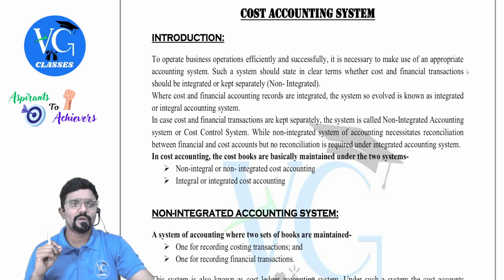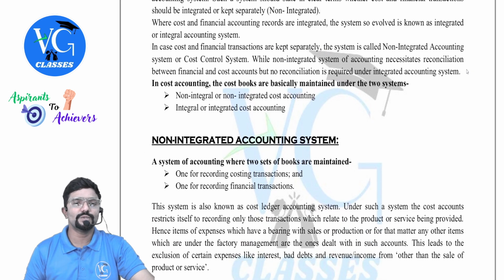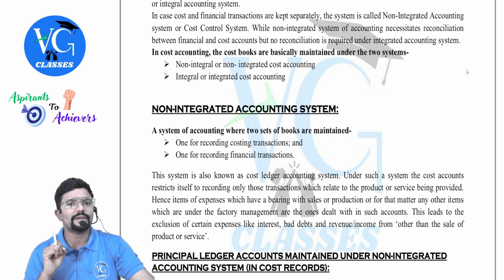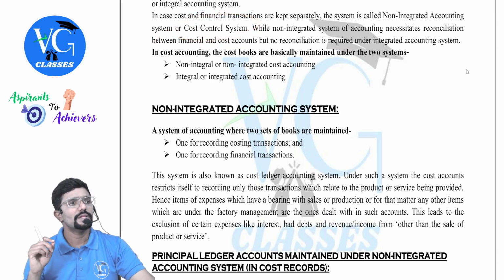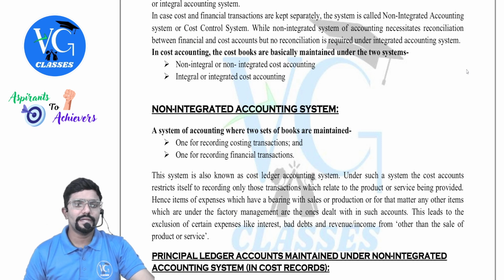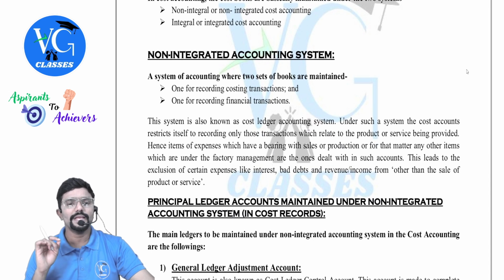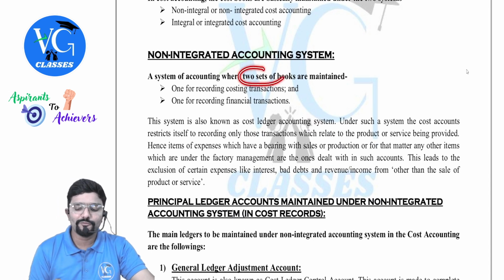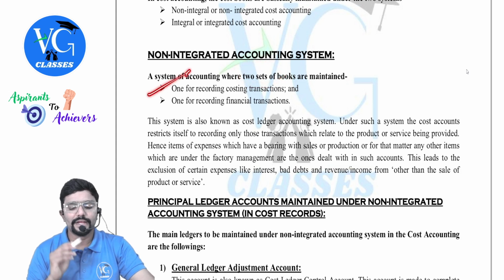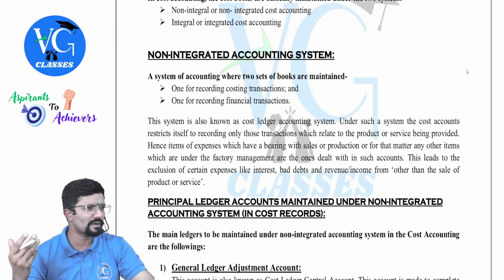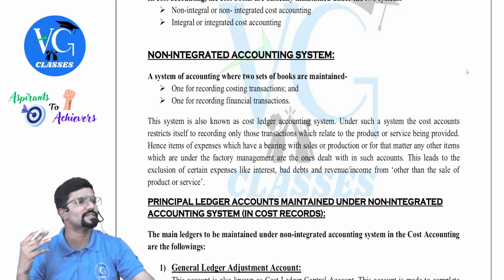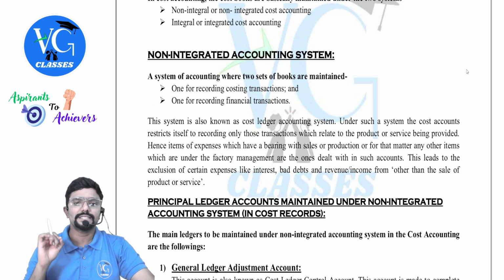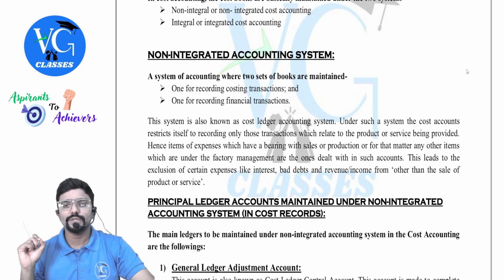In cost accounting, the cost books are basically maintained under two systems. Non-integral or non-integrated cost accounting, which we also call cost control system. Second one is integral or integrated cost accounting. Non-integrated accounting system is a system of accounting where two sets of books are maintained. One is for recording costing transactions, we call it costing books or costing records. Second one is for recording financial transactions, we call it financial books or financial records. This system is also known as cost ledger accounting system.